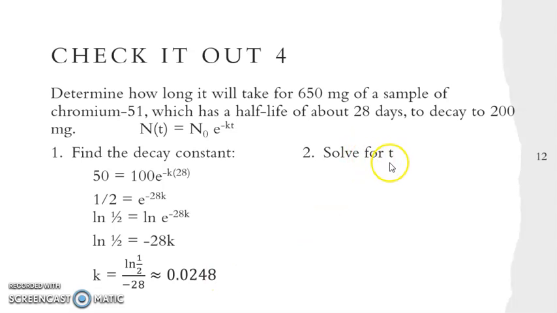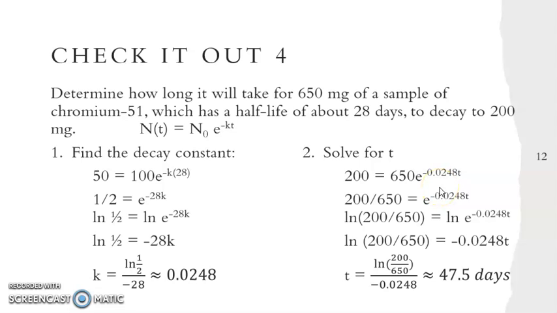Now in step 2, we're going to solve for T. So I'm going to take the 650 and 200, put it into the equation with my K, and find out how long it takes. You'll notice these steps are very similar to the steps I did in part 1. I divided by the 650. I did the natural log on both sides. The natural log and e canceled out. And then I divided by this negative 0.0248.